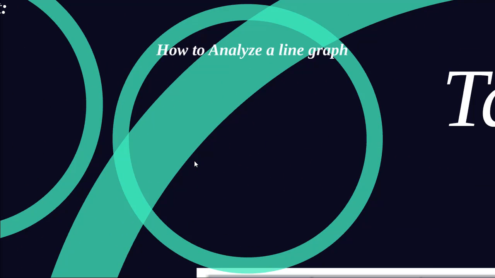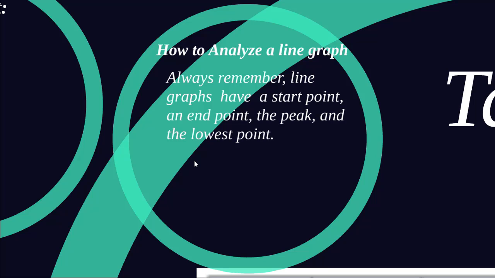How to analyze a line graph. Now you are done with the introduction. Now you need to start your analysis. Always remember, line graphs have a start point, an end point, the peak, and the lowest point. These points all must be covered in your analysis. Do not merely describe. When you analyze, sometimes you have to sum up things, okay? But these points, they have always to be mentioned: the start point, the end point, the peak, which is the highest point, and the lowest point.